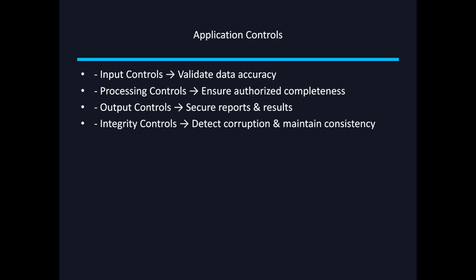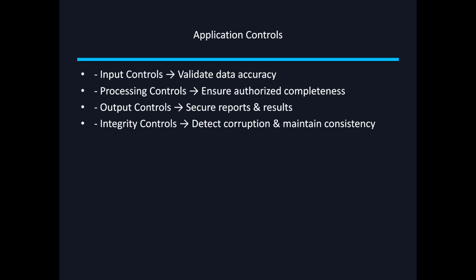So what happened? A retail ERP accepted negative inventory quantities, causing reporting errors. One missing input validation check leads to millions in discrepancies. So the auditor must know which control types apply where.